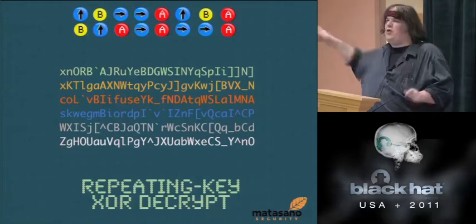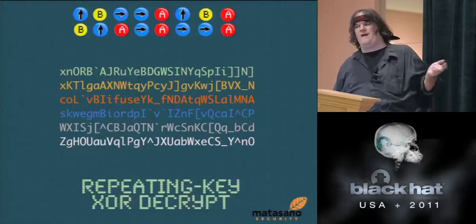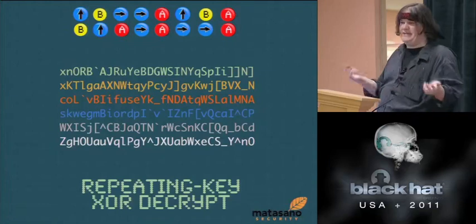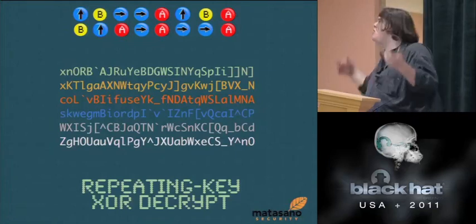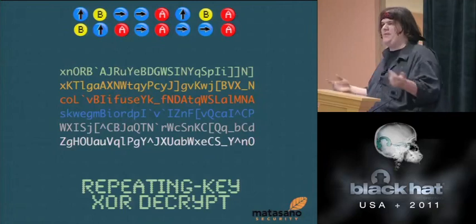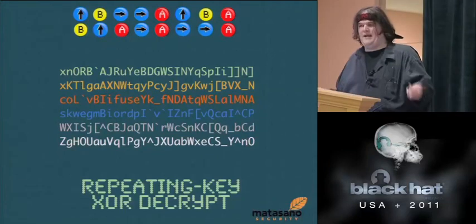For each row, you do that test again. Which byte gives me the most spaces? Or if it's comma-separated values, which byte gives me the most commas? I have to make guesses there about what the most common character is, but that's the only thing I need to know. I have to test for the most common character in my plain text. And when I find it, I get the byte for that row. That's how you solve repeating key XOR.